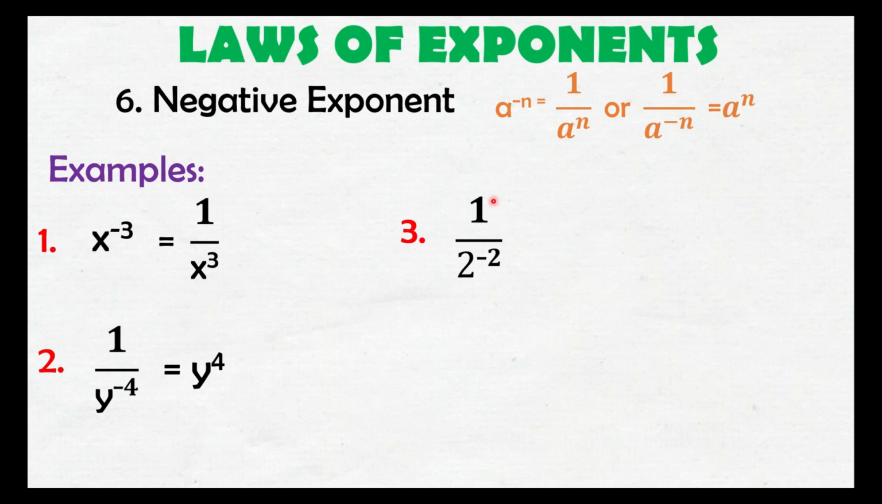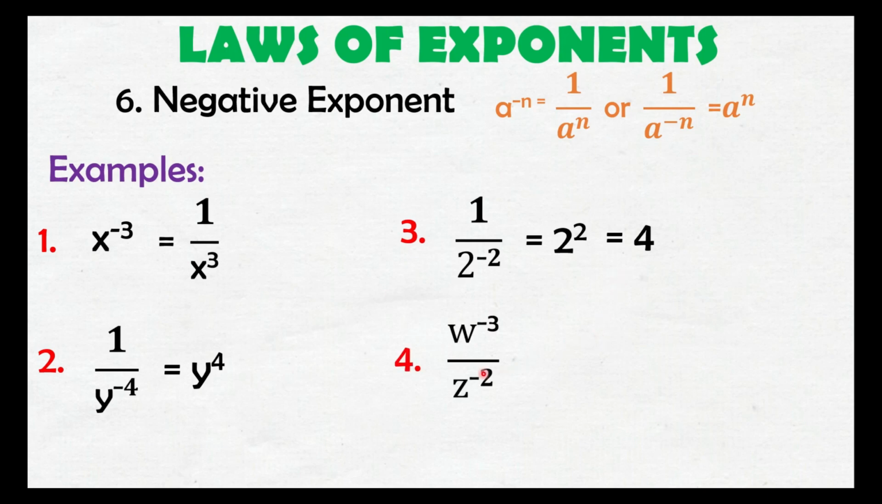Okay, example number 3, 1 over 2 raised to negative 2. So, again, para matanggal ito, yung exponent ng negative, ilipat natin siya sa numerator. So, makuha natin is 2 raised to 2. And 2 raised to 2 is equal to 4.